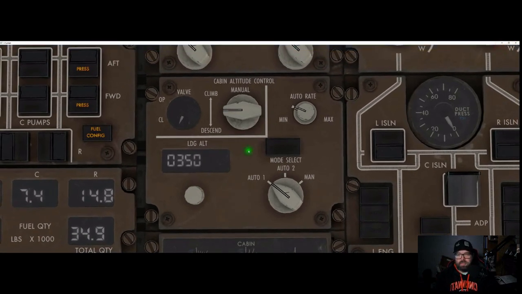Hang on. As I'm adjusting my landing altitude, you can see that the outflow valve moves. So the higher my landing altitude, the more open that valve is. And then the lower the landing altitude, the more closed that valve is. Okay.